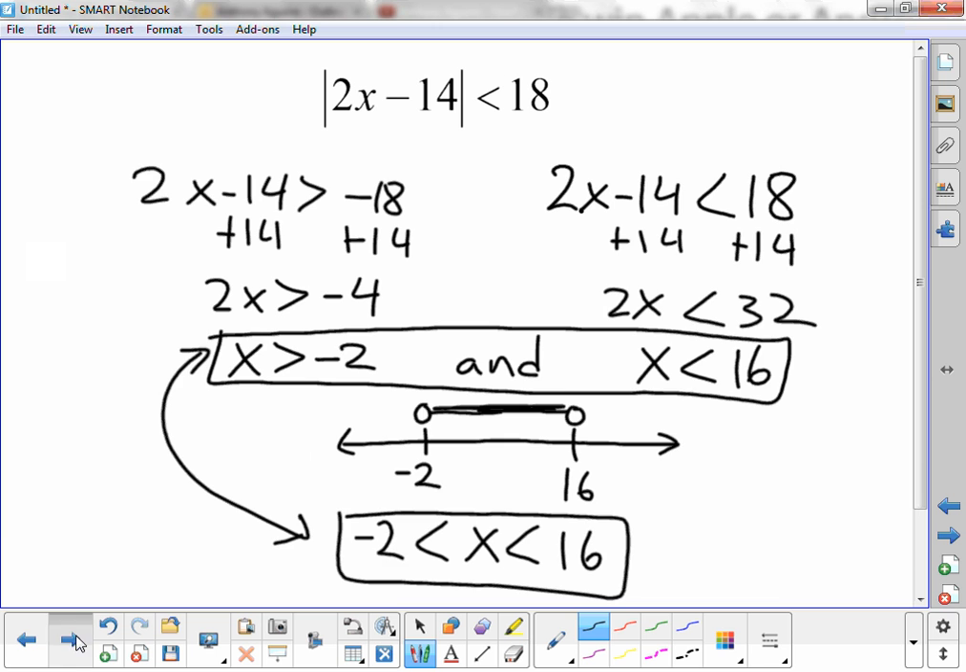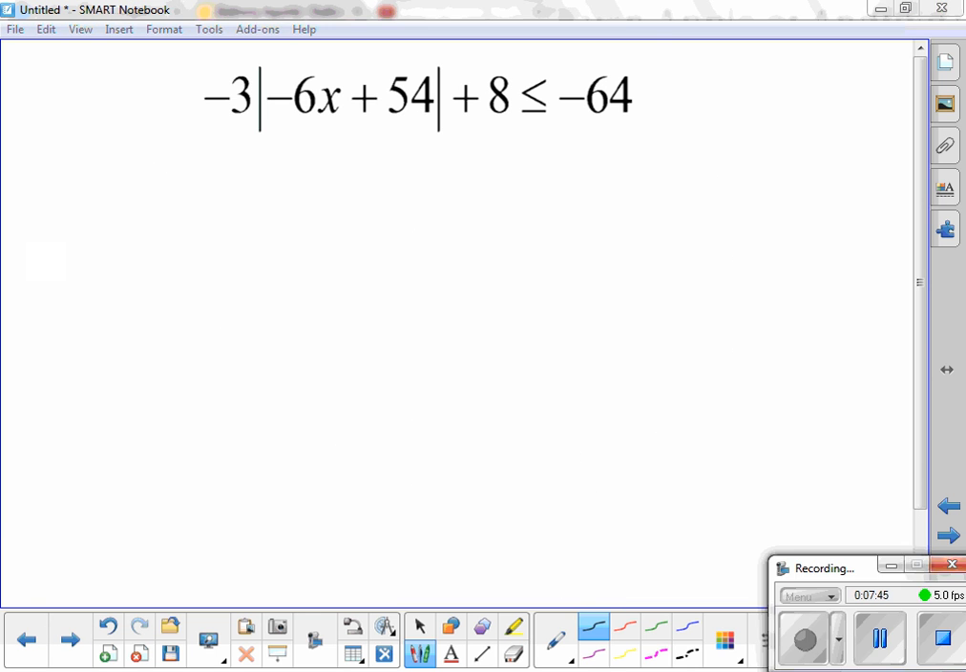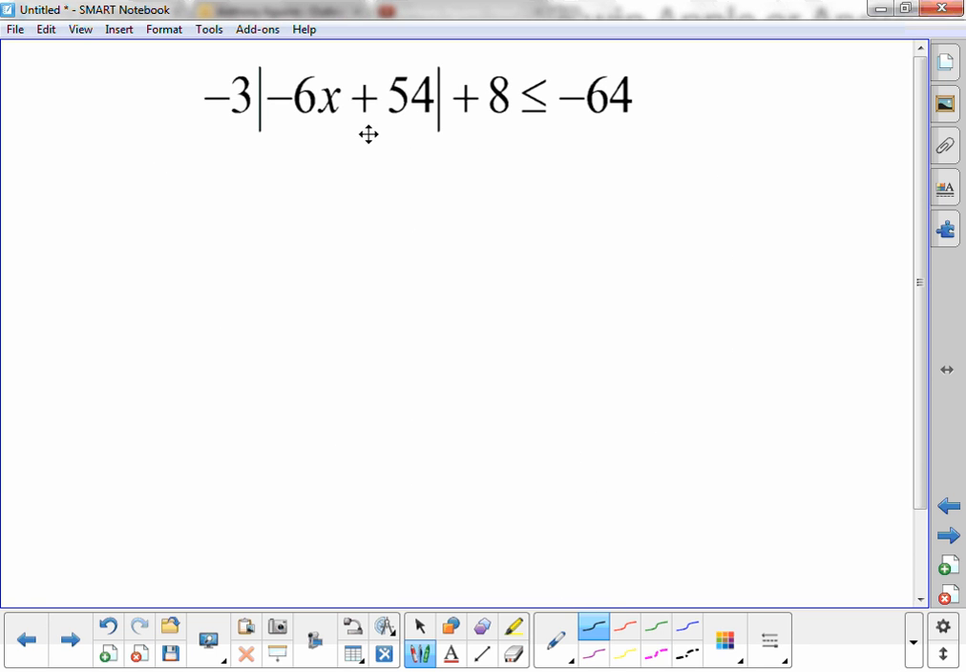All right, and I'll do one more, then this video will be done. Okay, so this one. Now the absolute value bars are not isolated. You have a negative 3 and a positive 8 on the outside. So what we got to do first is isolate the absolute value bars. So I'm going to subtract 8 first.